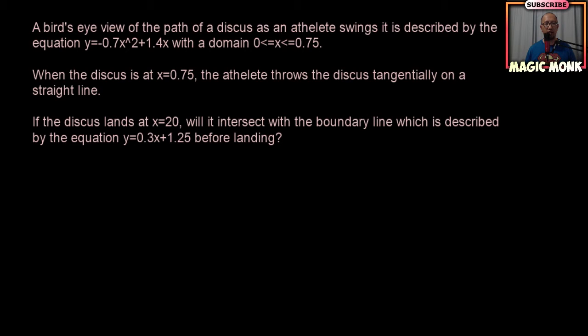So the first part of the question says that a bird's eye view of the path of a discus as an athlete swings it is described by the equation y equals negative 0.7x squared plus 1.4x, with a domain of x being between 0 and 0.75. So what does that mean? I'm just going to draw this curve and then I will explain it to you.